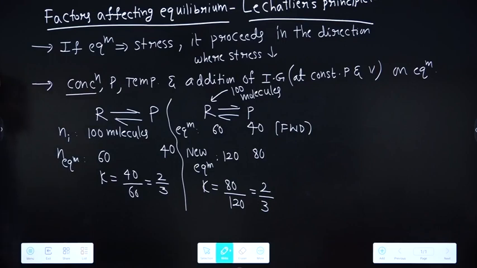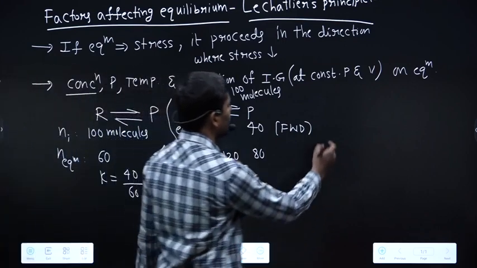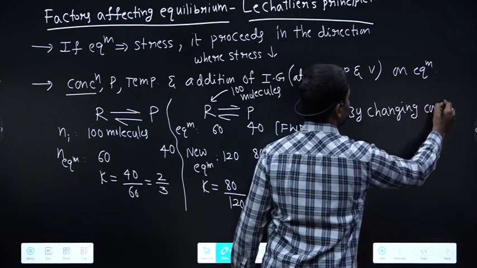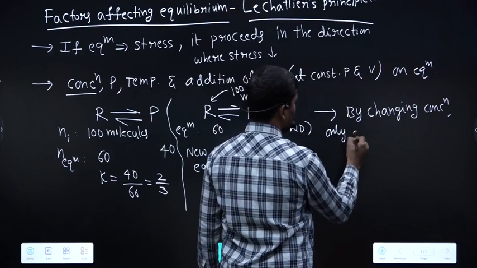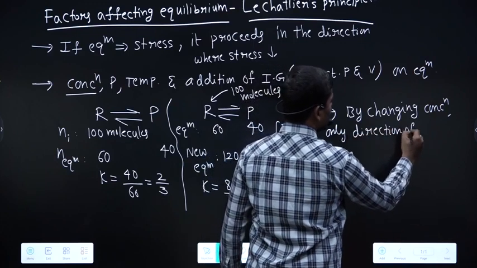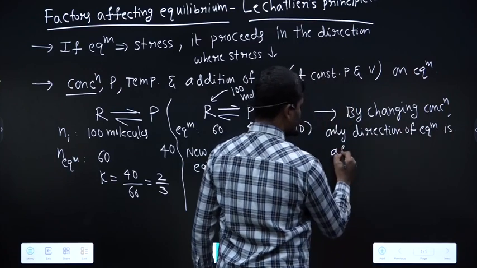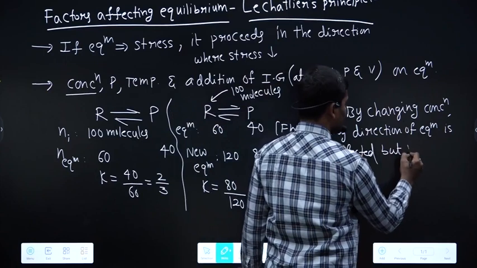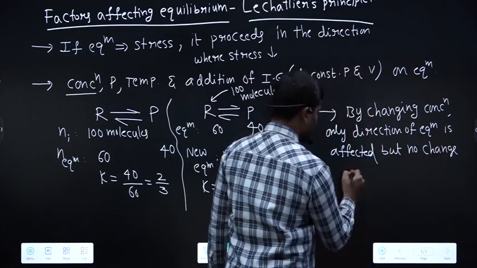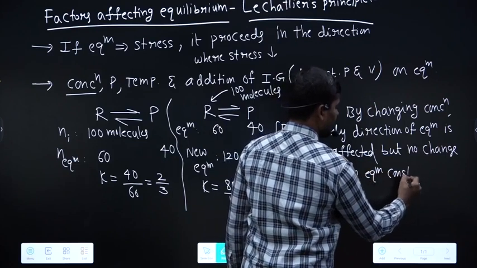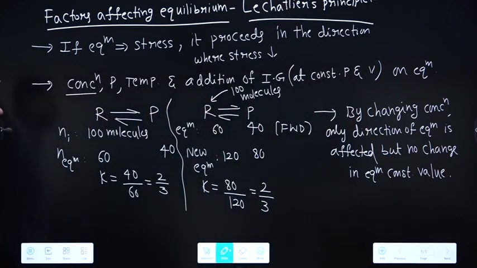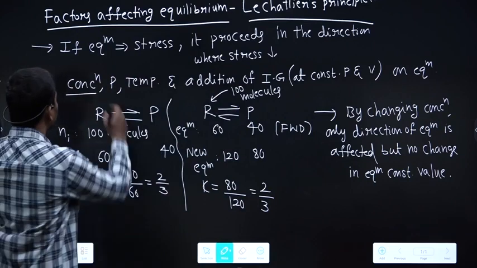Okay, write that point. So therefore, by changing concentration, only the direction of equilibrium is affected, but there is no change in the equilibrium constant value. Okay, right? This is the first factor.